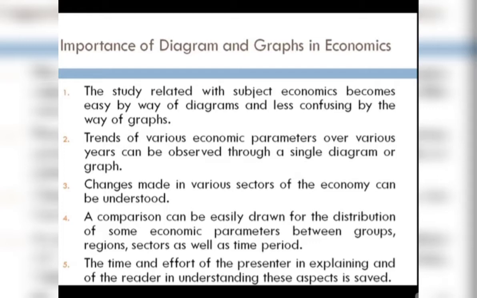Fourth point, to make the comparison. What you will write as the main point is to make the comparison. A comparison can be easily drawn for the distribution of some economic parameters between the groups. We can say male, female, regions-wise, that is area-wise or sector-wise, as well as according to the time period. So you can show or make the comparison accordingly.